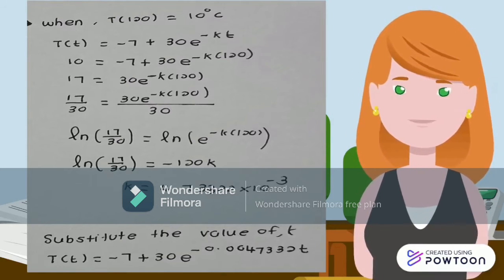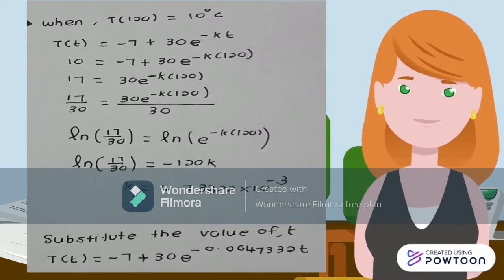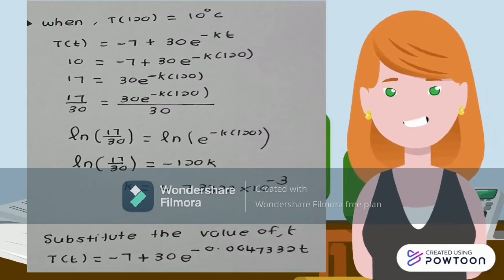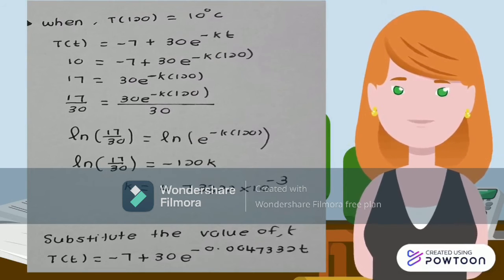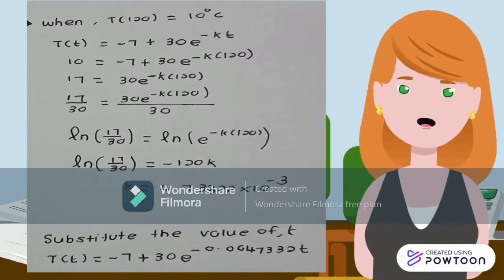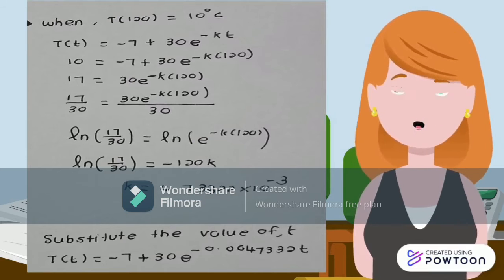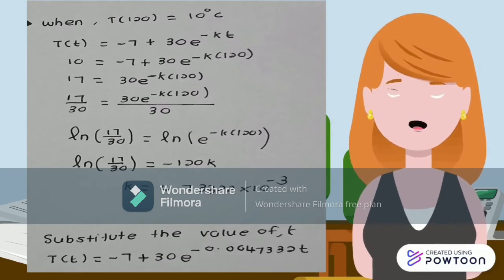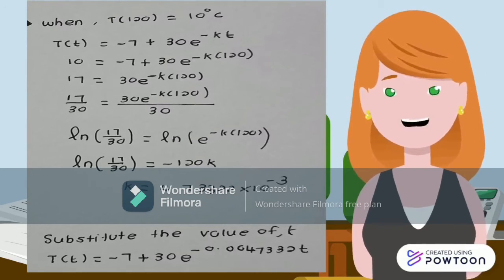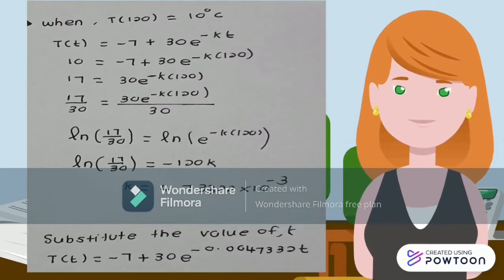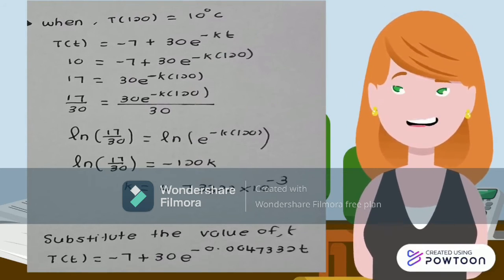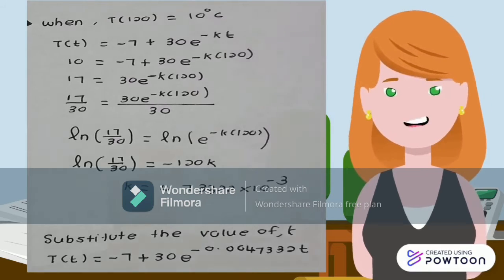After that, we again need to substitute the value of k into the equation. So after the substitution of the value of k, we will get the equation T(t) equivalent to negative 7 plus 30 exponential raised to negative 0.0047332 t as the final answer. So we have it already done for this question.